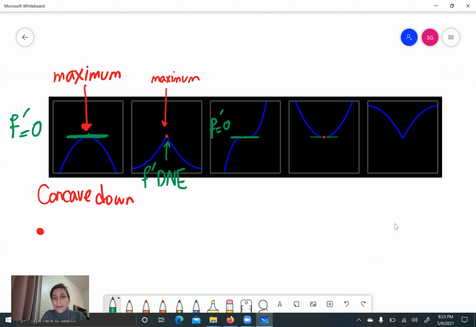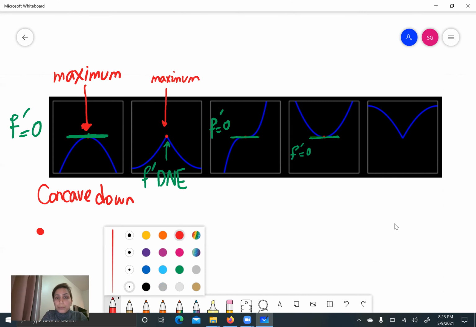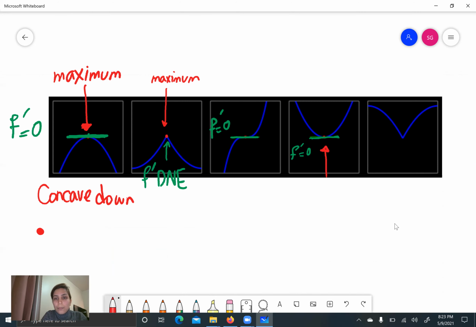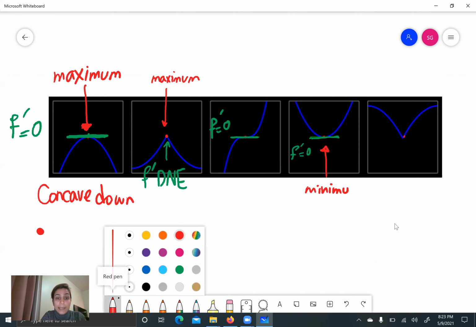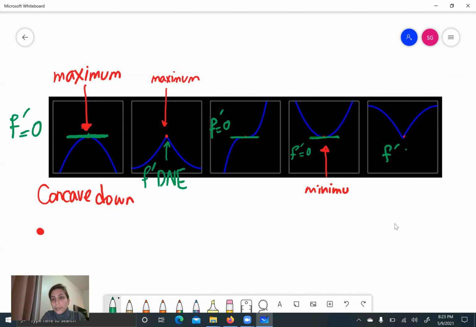What about this graph? Here you can draw the tangent line. It's flat, the slope is 0, so the derivative is 0 at this point, and it's a minimum. It's an extreme value. And in the last one, again, the problem is that we cannot draw the tangent line, so the derivative at that point does not exist.